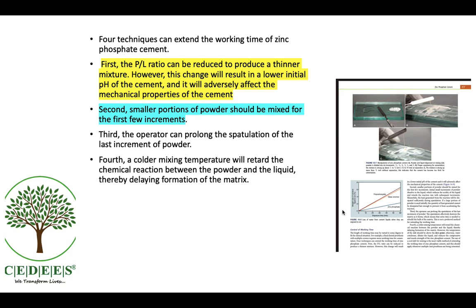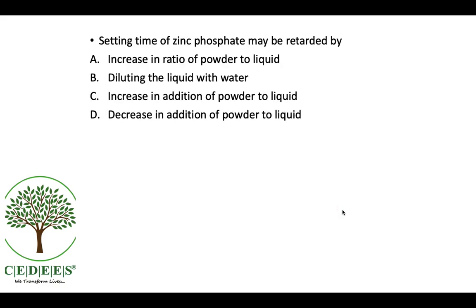Now coming on to the options. The first option says increase in ratio of powder to liquid. So this option is gone. Second option says diluting the liquid with water. This is also gone. As it says, you can decrease the ratio of powder to liquid to produce a thinner mixture, but eventually this will affect the properties. So first two options are gone.